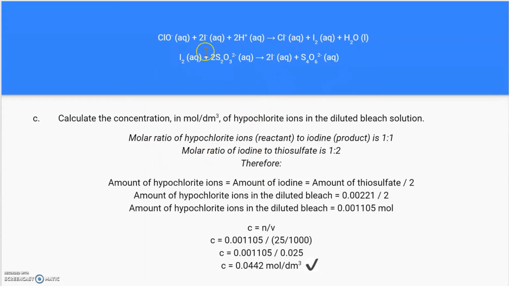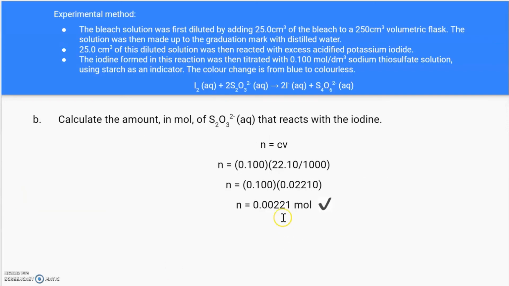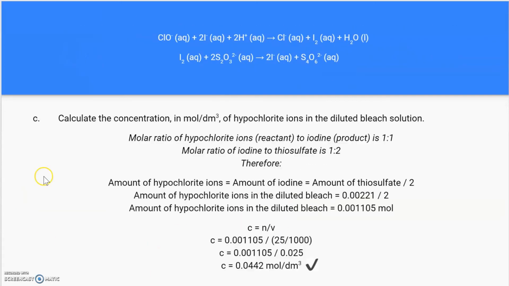Now, having that said, we can also get a useful molar ratio from the second equation, and it is the ratio of iodine to thiosulfate. Why? Because this iodine here that's being produced and released is the same iodine that's being titrated here. And we already know the amount of the thiosulfate. We calculated it in the previous exercise. So figuring out that molar ratio will be helpful in order to get to where we want, which is the concentration of the hypochlorite ions in the solution.